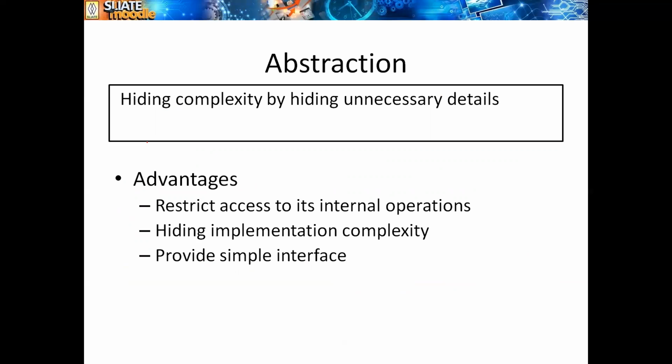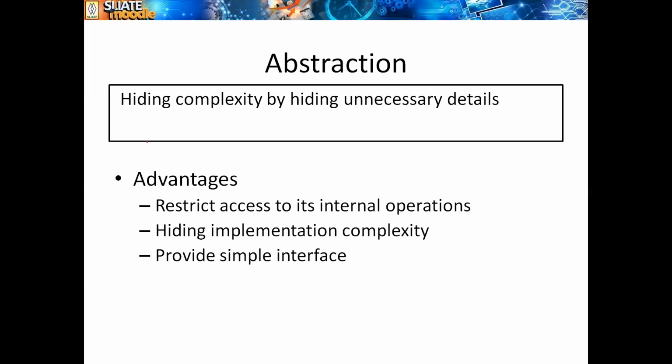Where you show only relevant details to the user and hide the non-relevant details. Example, abstraction. For example, when you send an email to someone, you just click send and you get the success message. What actually happens when you click send, how data is transmitted over the network to the recipient, is hidden from you.